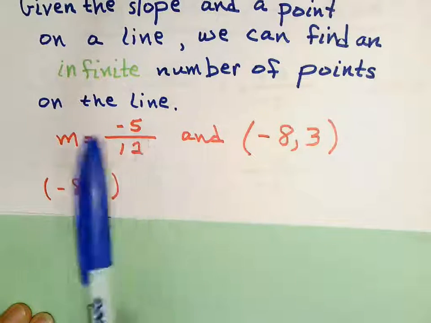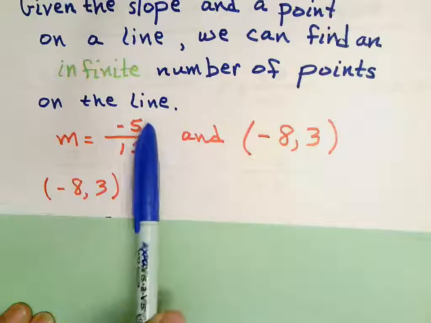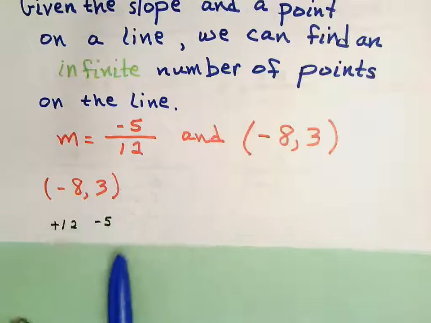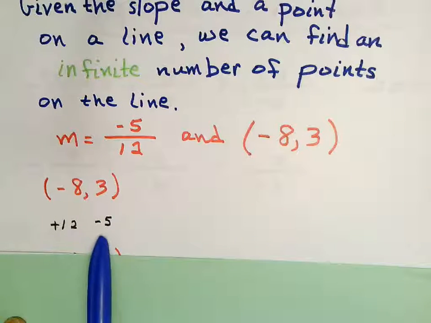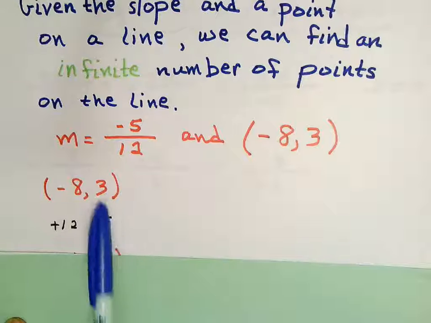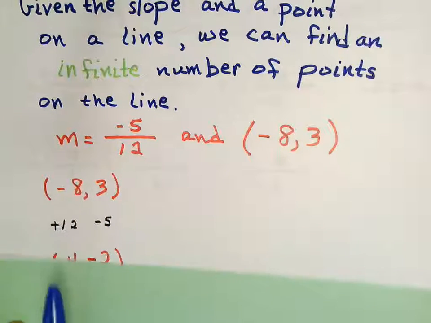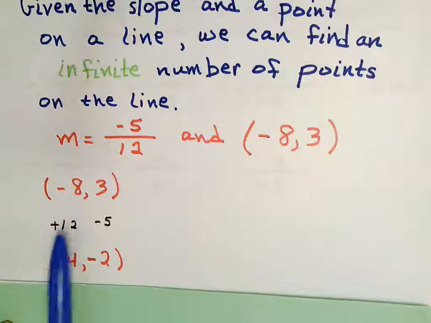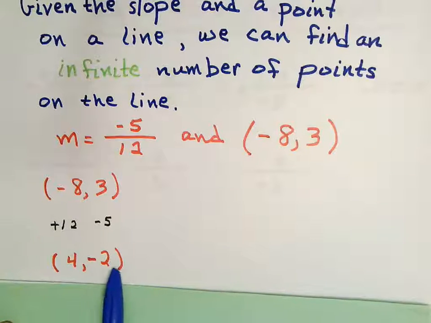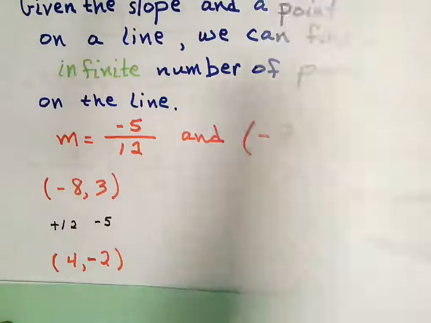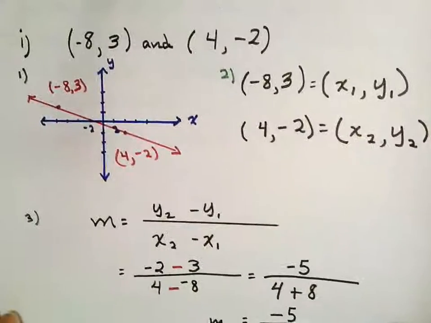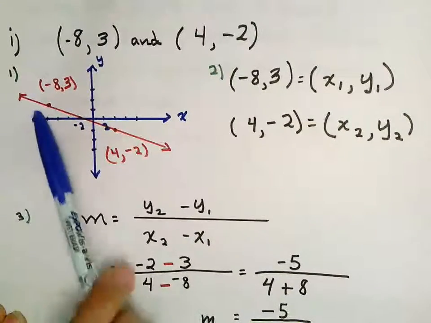And again, this slope says every time we add a negative 5 to the y, we're going to add a 12 to the x. So add a negative 5 to the y, and then I add a 12 to the x. So we're going to get 4, negative 2. And notice that is a point that we already knew was on the line.